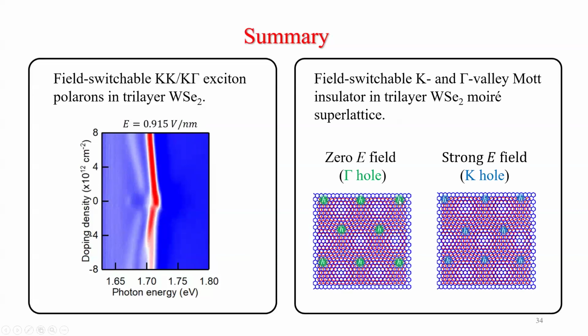And in the second part, we achieved field switchable K and gamma valley Mott insulators in trilayer WSe2 Moiré superlattice. So at zero field, the Moiré Mott insulators are formed by gamma holes, and at strong field, they're formed by K holes.